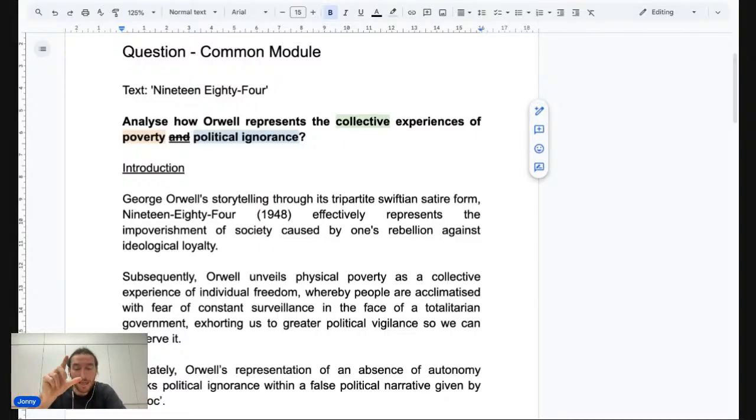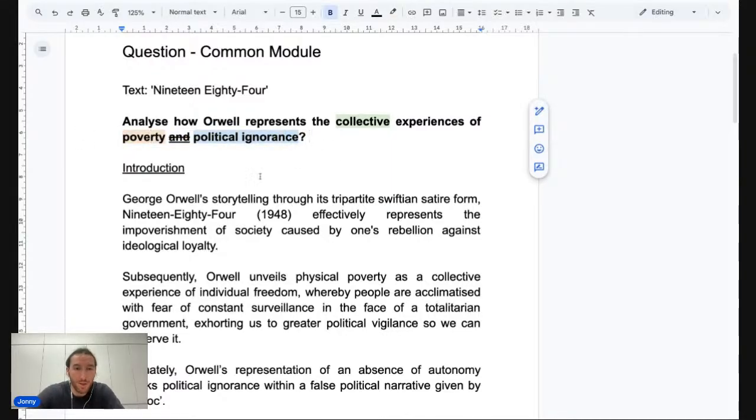But sometimes you can't do that. Sometimes you can't see the cause and effect relationship either way. And in that case, you might just want to break them down individually. Here's how I'm breaking down poverty as a collective experience. Here's how I'm breaking down political ignorance. But the best responses will typically draw a connection between them, and it's typically a cause and effect relationship. So just remember that if you get a question that has two key terms like this one.